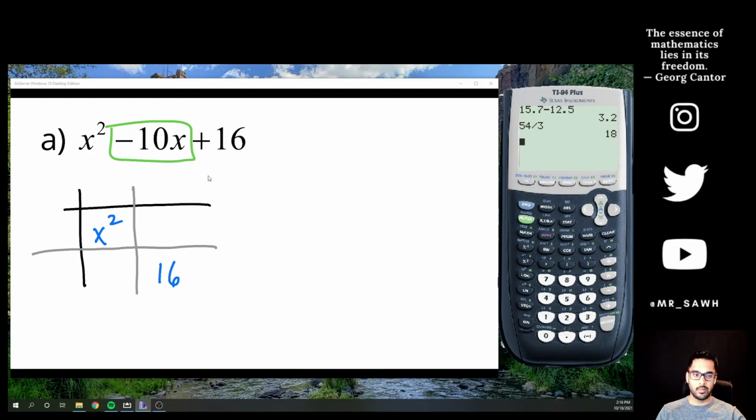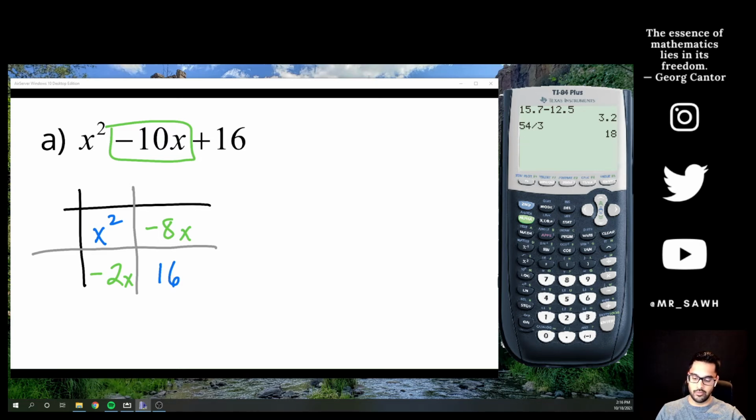So if I think about splitting up those 10x's, well, I can split them into a group of -8 and a group of -2. So in total, in green, I have negative 10x's. But when I multiply 8 times 2, I'm going to get my 16. Okay, so it is a pair of numbers that may work.